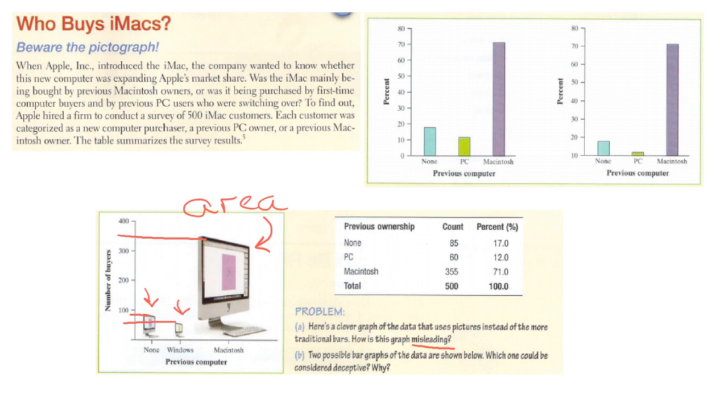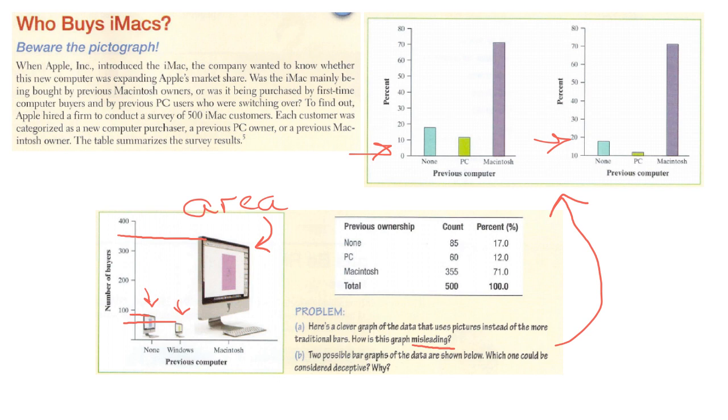Part B, two possible bar graphs of the data are shown below, so they're actually up here for space purposes. Which one could be considered deceptive and why? If you look at the difference, you'll see the difference is coming from this y-axis scale. It starts at 0 on the graph that's on the left, and it starts at 10% on the graph that's on the right. So by changing where the scale starts, it can be misleading looking.